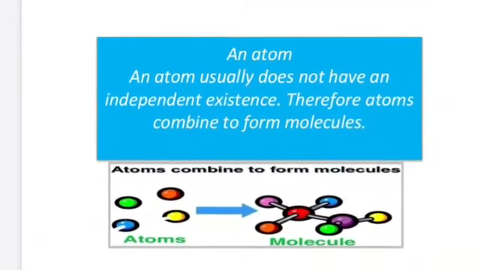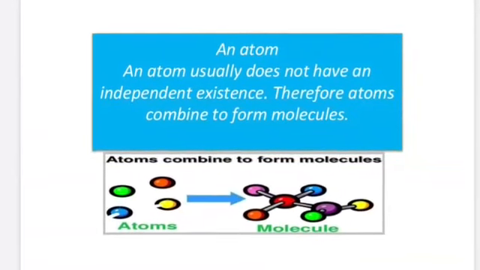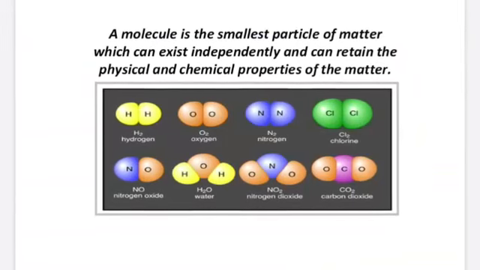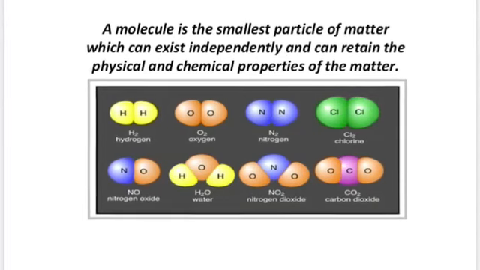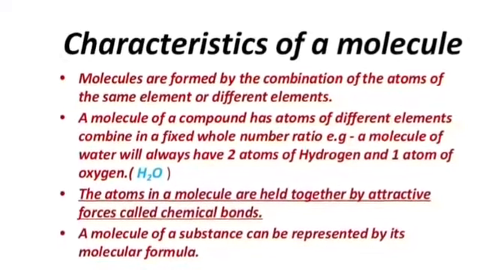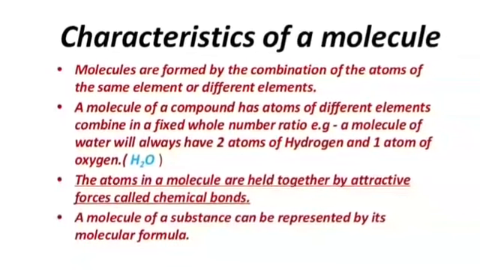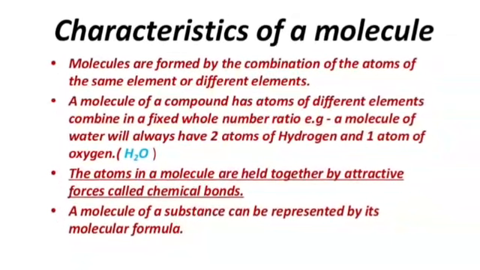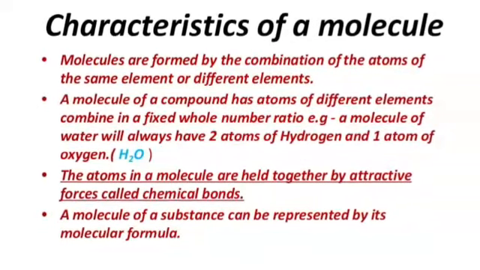Having done all the atomic structure diagrams, we also know that atoms usually do not have independent existence. They always combine to form molecules. A molecule is the smallest particle of matter which can exist independently and can retain the physical and chemical properties of the matter. So, what are the characteristics of a molecule? Molecules are formed by combination of the atoms of the same element or different elements. A molecule of a compound has atoms of different elements combined in a fixed whole number ratio.